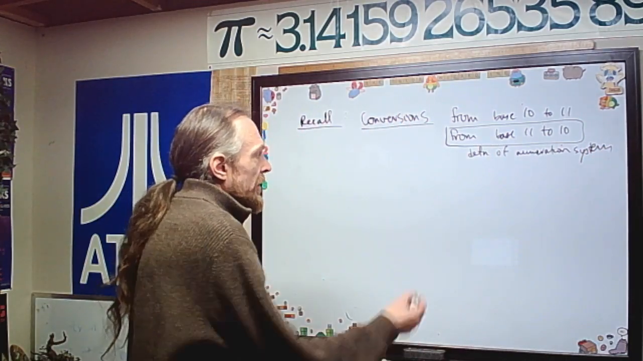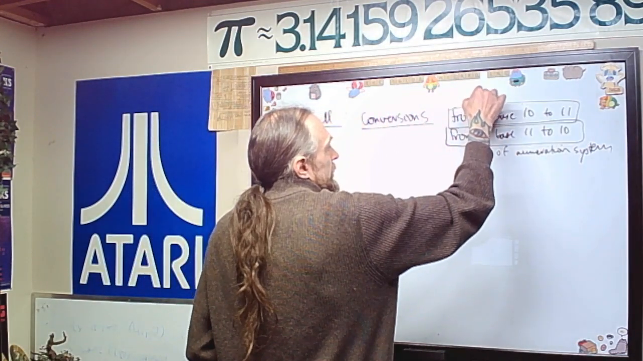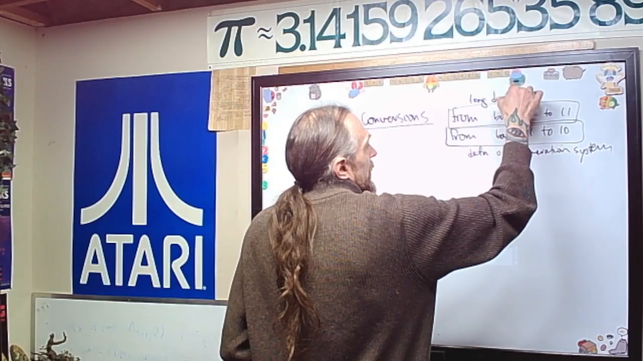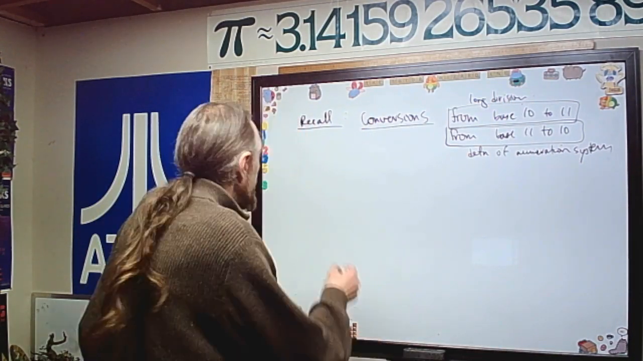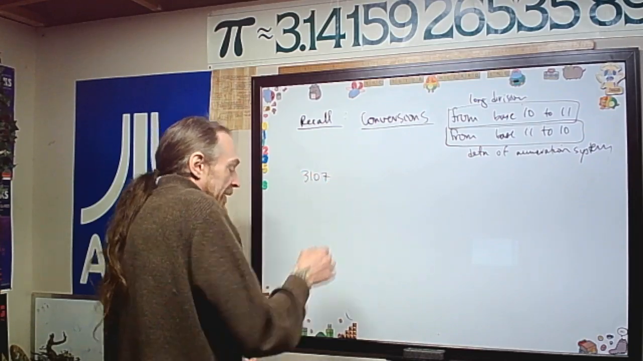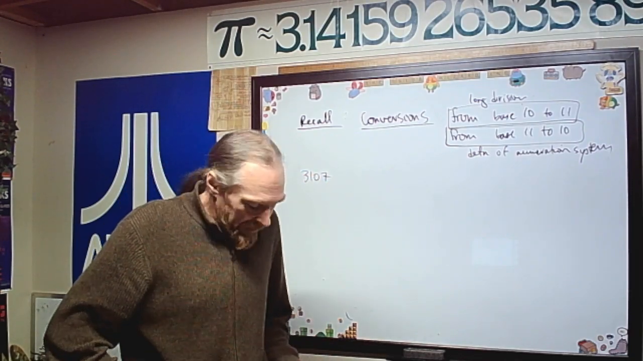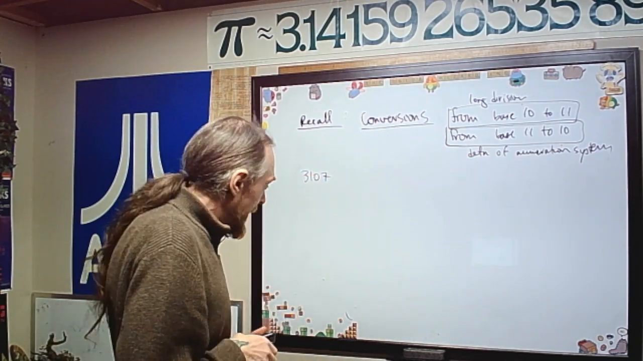This one we use long division and the division algorithm. All right, so what was the number now? 3107. And now Tim's got his calculator out, or I'll get my calculator out, or well, let's do the long.